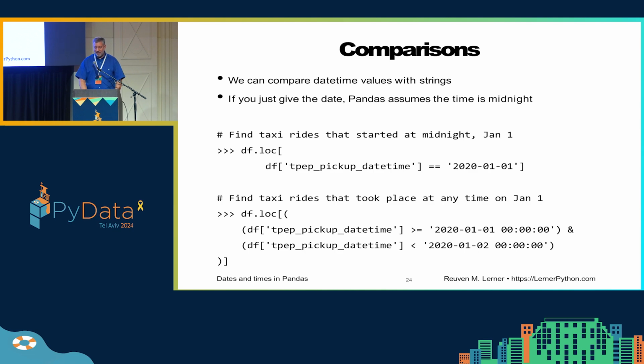We can do comparisons. Now here's the cool thing. We can actually compare date times using strings. If you just give the date, Pandas assumes it's midnight. So for example, I'm going to find here all the taxi rides that started exactly at midnight. Or I can find it at a particular time, and I can even do less than and greater than. So here I'm finding the taxi rides that took place between midnight on January 1st and midnight on January 2nd.